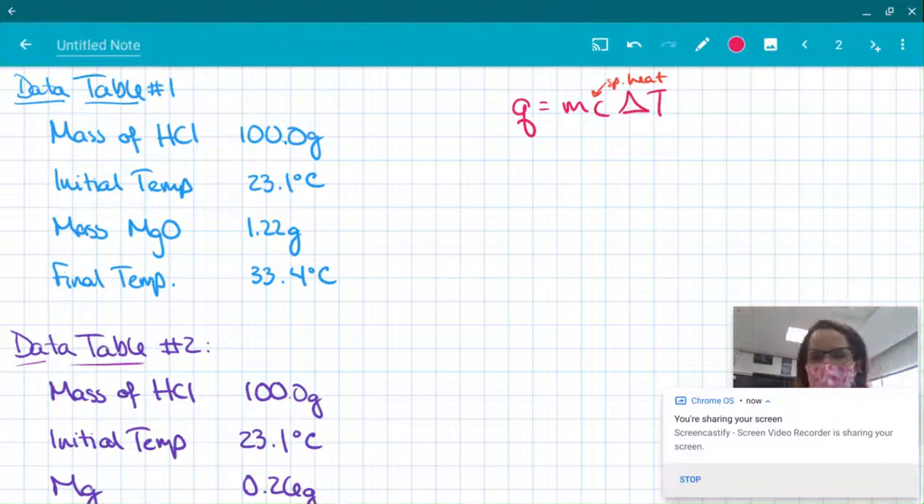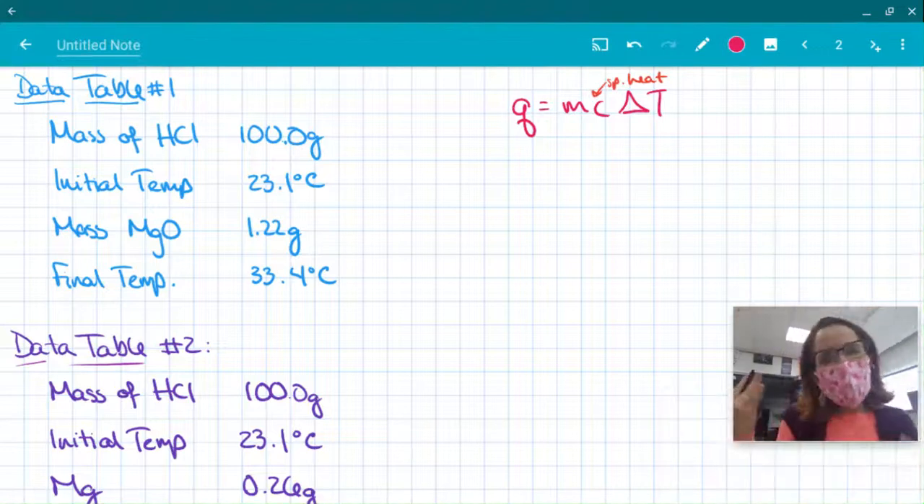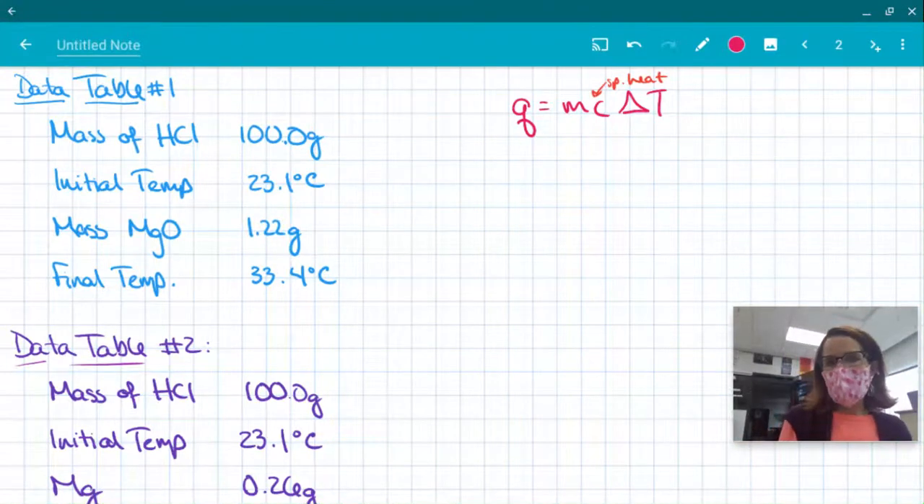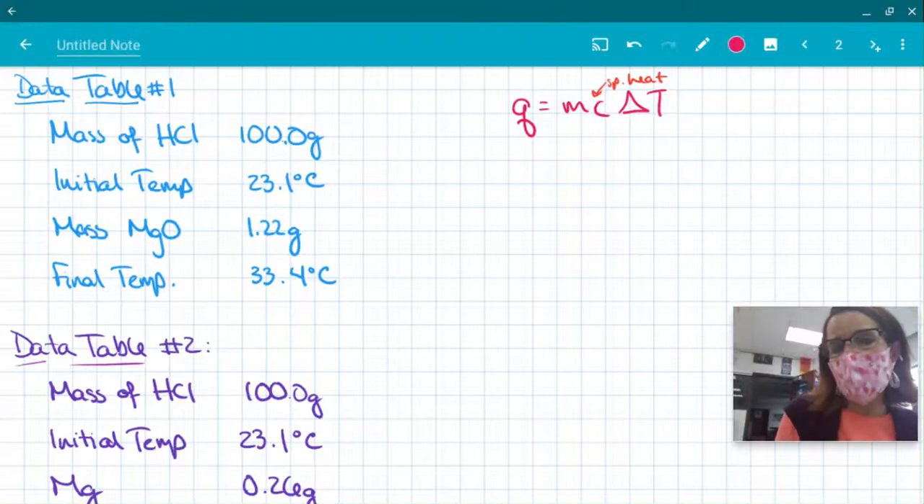All right, hi everybody. I am doing this recording to help you with the calculations for the Hess's Law Lab. I have my own data listed here, so you probably have different sets of data than I have, but the work will still be exactly the same.